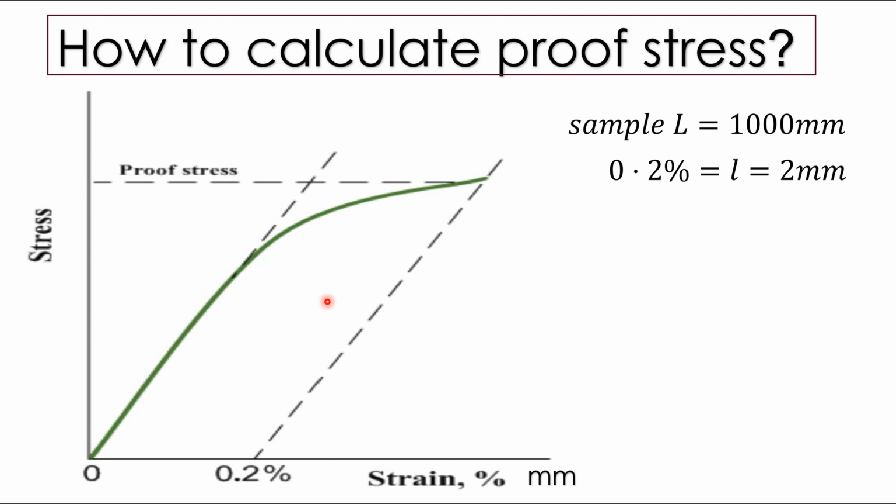As we can see in the graph, let's say this graph is for a specimen or a sample of length 1 meter, which is equal to 1000 millimeter, and 0.2% of that 1000 millimeter is equal to 2 millimeter. So draw a parallel line to the proportional line or proportional limit of the stress strain curve from a 0.2% offset point, which is 2 millimeter length of a sample having a total 1000 millimeter of length, and the point where this line crosses the stress strain curve, that point will be the proof stress of that material.